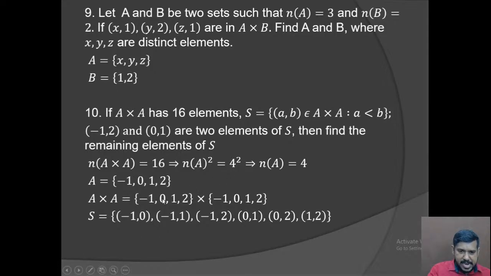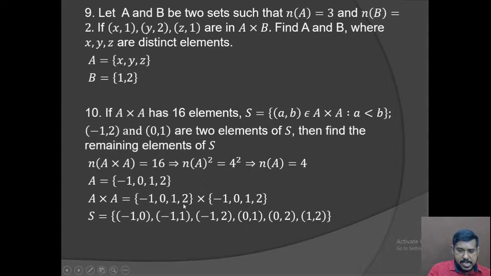Now coming to the second element 0. So 0 is lesser than what? 1 and 2 only. We cannot take the two elements. So leave -1 and 0. 0 is lesser than 1 and 2. So 0 comma 1, 0 comma 2. Now coming to the next element which is 1. So 1 is lesser than 2 only. We cannot take -1, 0 and 1. Only 2 can be considered. So 1 comma 2 is the set.